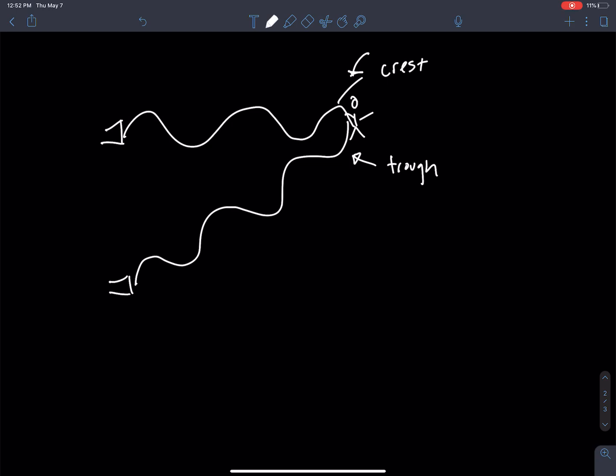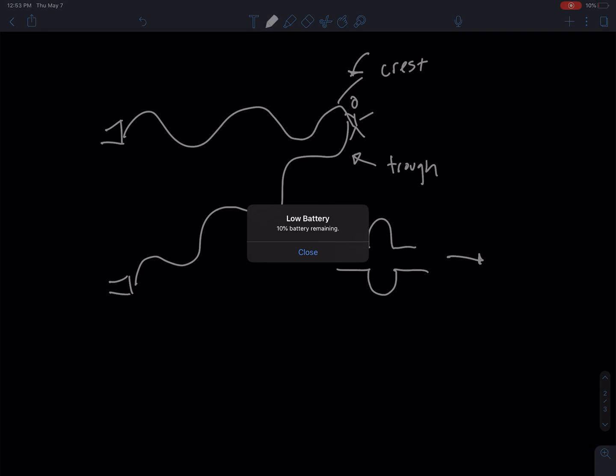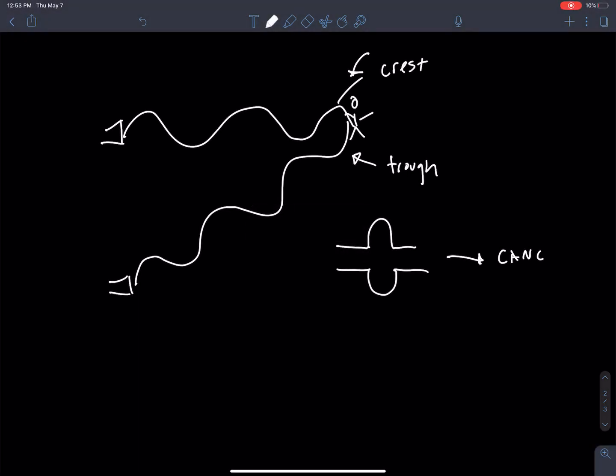What do you think would happen? Would I hear a large intense sound, or would I hear no sound at all? Well, as I said, according to the principle of superposition, if a crest meets a trough, we get cancellation. So there would be no sound over there.